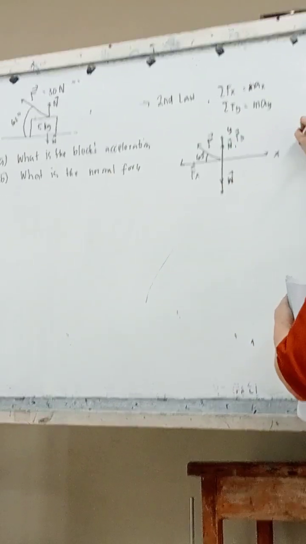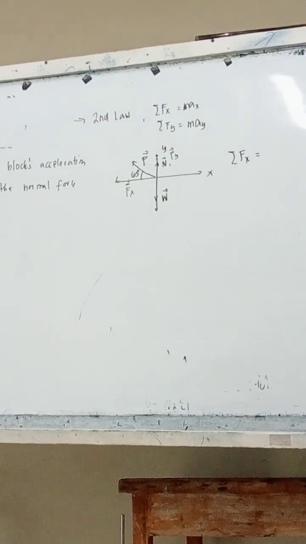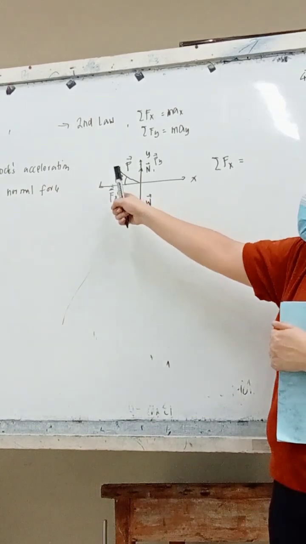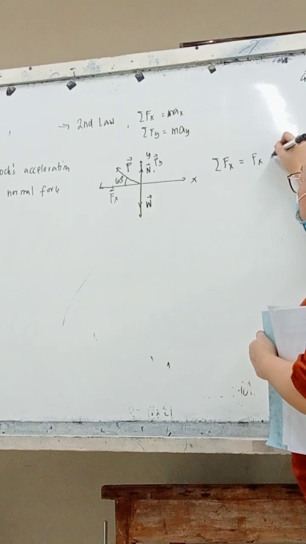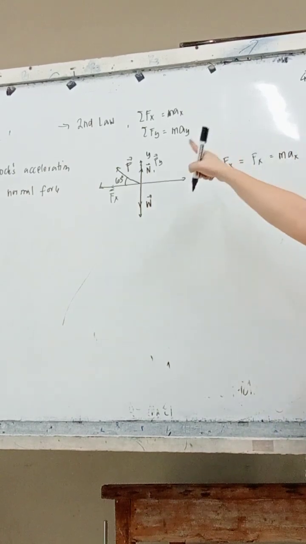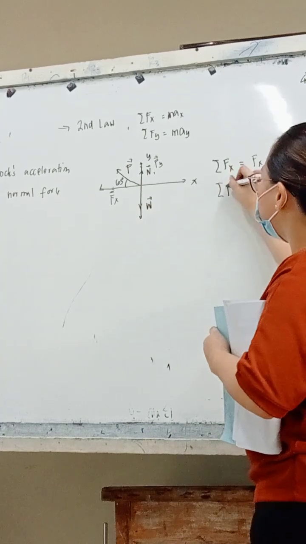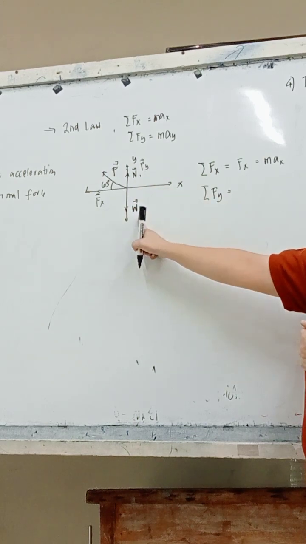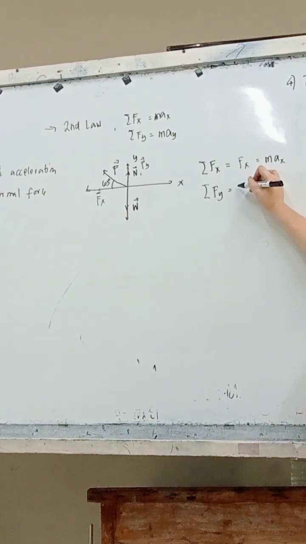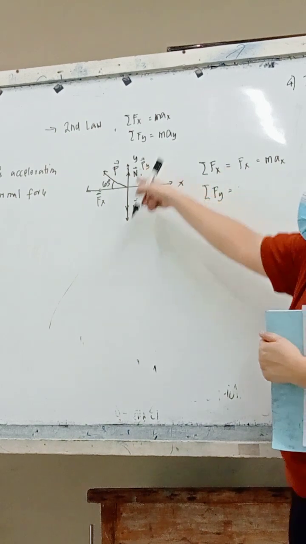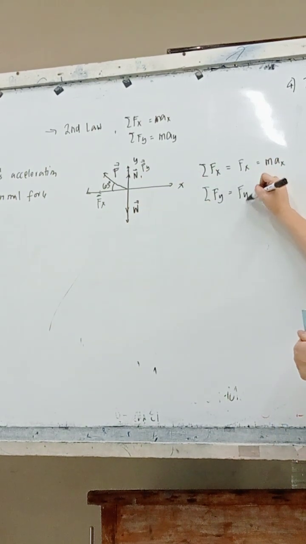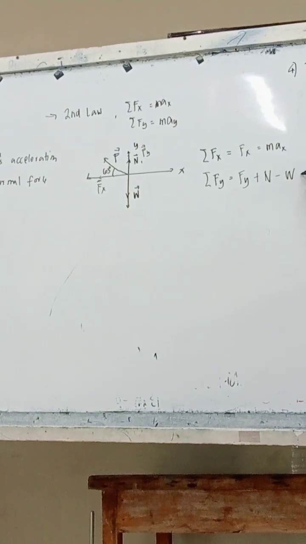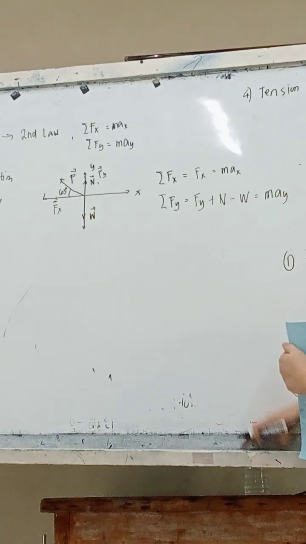If we sum all the forces along x, what are the forces along x? There is only one, Fx, which equals m ax according to Newton's second law. Then we add the forces along y. Along y we have three: Fy, normal, and weight. So we add the three: positive Fy plus N minus W equals m ay.